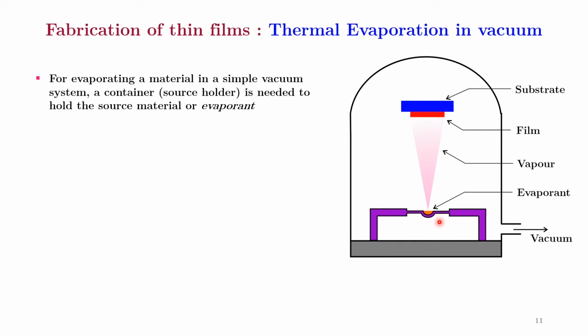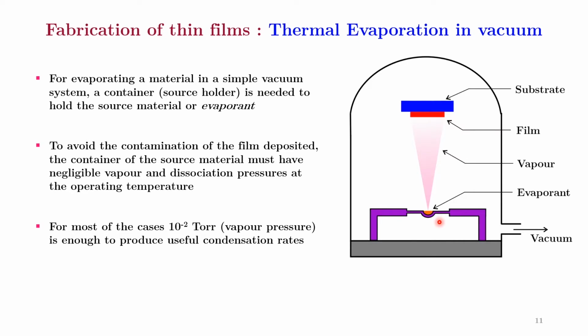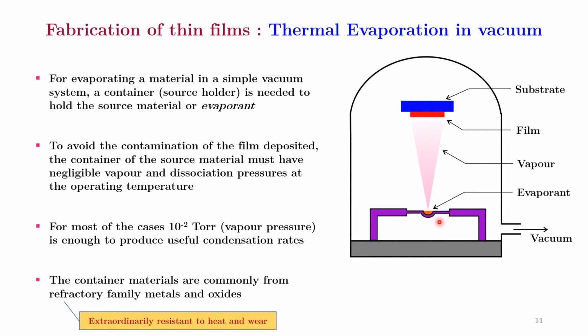For evaporating a material in a simple vacuum system, a container or a source holder is needed to hold the source material or the evaporant. To avoid contamination of the film deposited, the container of the source material must have negligible vapor and dissociation pressures at the operating temperature. For most cases, 10⁻² torr vapor pressure is enough to produce useful condensation rates.